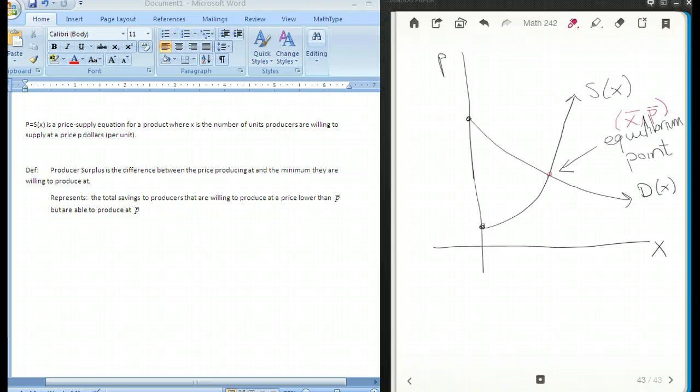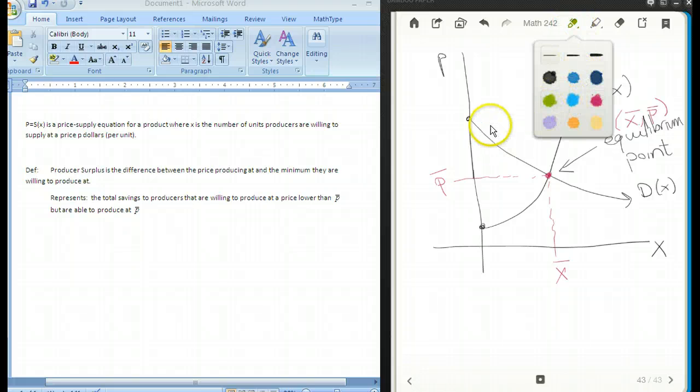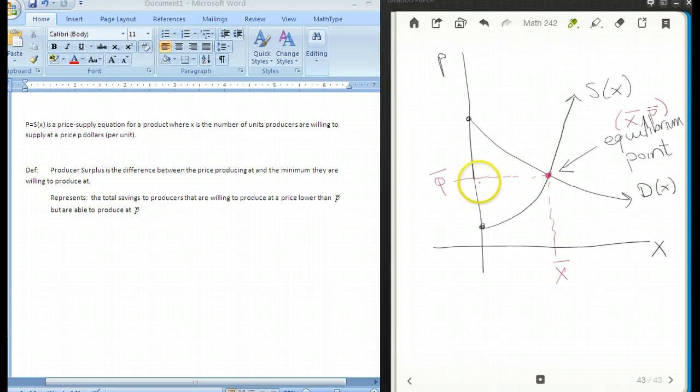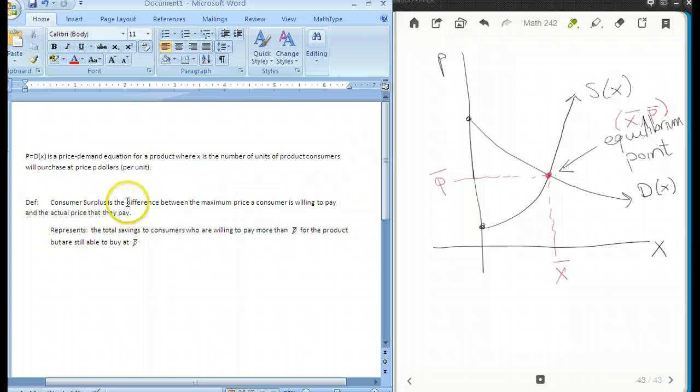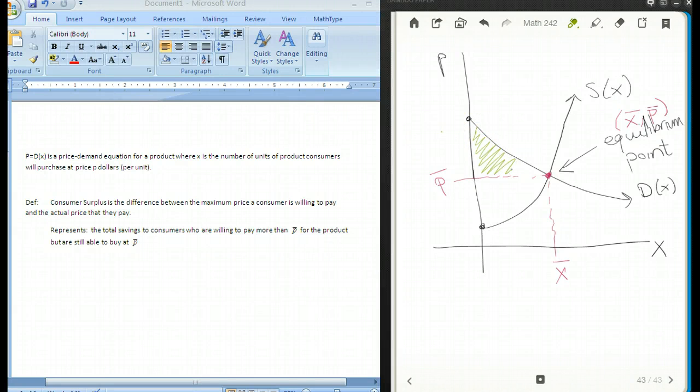Okay, so if we label this as our X bar, P bar, our equilibrium point, the place where supply and demand meet, then I can do some really interesting shading here in terms of producer and consumer surplus. Those are our locations for X bar and P bar, correct? Well, remember that consumer surplus is the difference between the max price you're willing to pay and the price you're currently paying. So let's go back up here a second. Consumer surplus, the difference between maximum price a consumer is going to pay and the actual price that they pay. That was this area, yes? Okay, so when you graph both the supply and the demand functions together, that top area there represents consumer surplus.